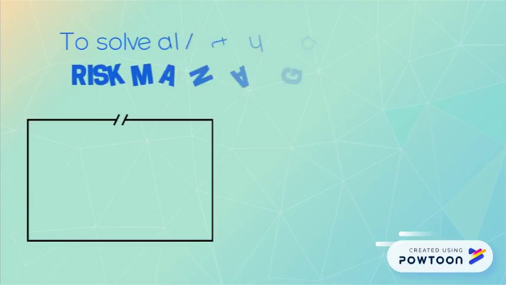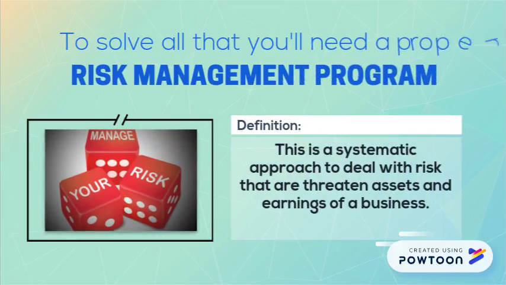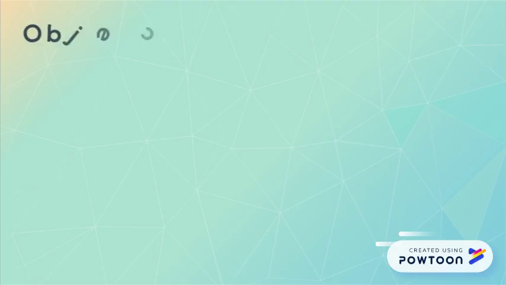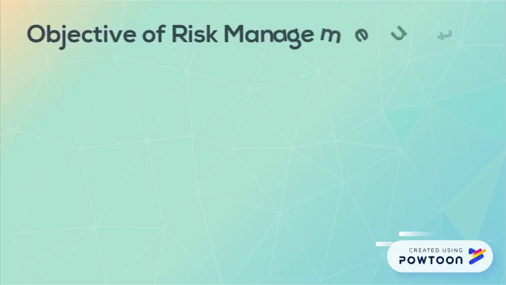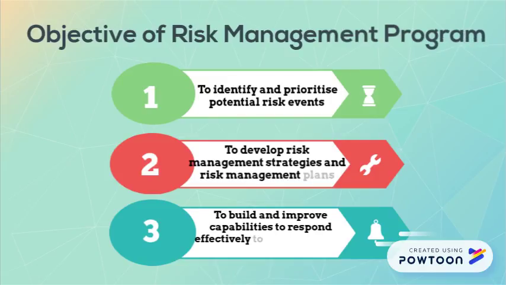To answer that, we need a proper risk management program. A risk management program is a systematic approach to deal with the risks that are threatening your assets and earnings of a business. Basically, this is like a protection shield to your business. You have learned the definition of the risk management program, but what are the objectives of it? Here, the objective is to identify the potential risks, develop the risk management strategies, and also to improve company capabilities to respond effectively to low and catastrophic risks.